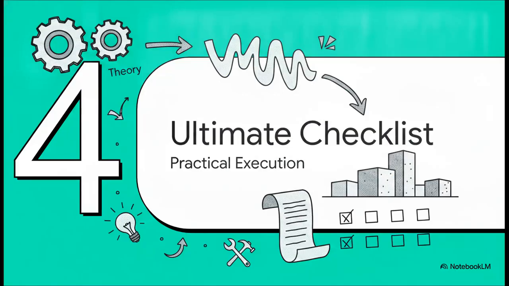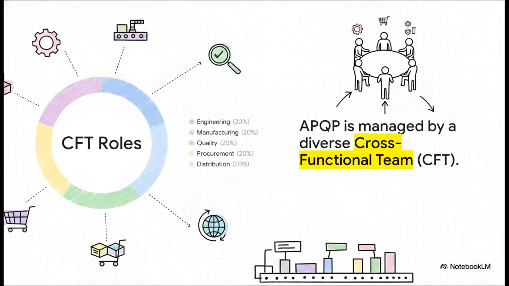All right, let's move out of the theory. Section 4, building the ultimate checklist. And this brilliantly illustrates a key point. APQP checklists are built and managed by cross-functional teams, or CFTs. You literally cannot do this in a silo. You need representatives from engineering, manufacturing, quality, procurement, and distribution, all sitting at the exact same table. This amazing diversity of expertise ensures that, say, an ambitious design engineer doesn't accidentally sketch up a part that the manufacturing team physically can't build or that procurement absolutely cannot afford.